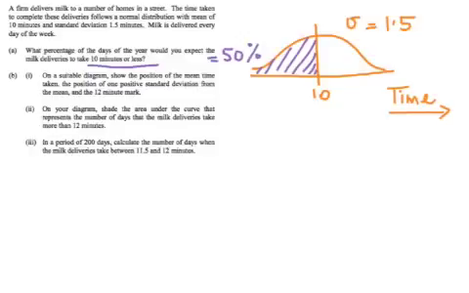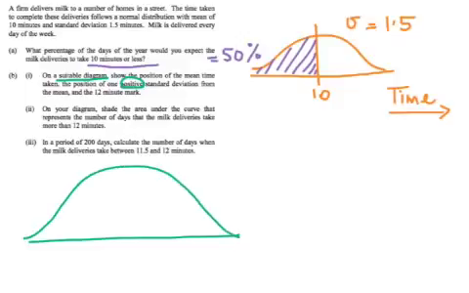So now it's asking us to draw a diagram, show the position of the mean time taken, the position of one positive standard deviation from the mean, and the 12-minute mark. So I'm going to draw a reasonably big diagram, bigger than what I would normally do. First of all, we need to show the position of the mean. When you're actually being marked on a diagram, try and make it relatively symmetrical. And of course, this is the position of our mean.